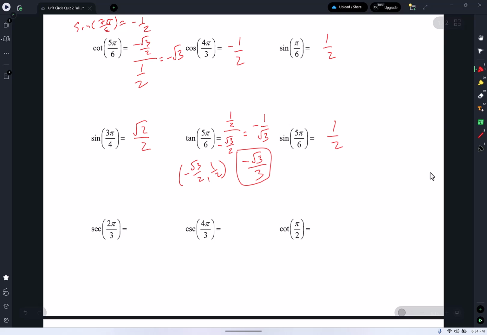Secant of 2 pi over 3. So you think about cosine. Cosine at 2 pi over 3 is negative 1/2. So it's going to be a negative 2.